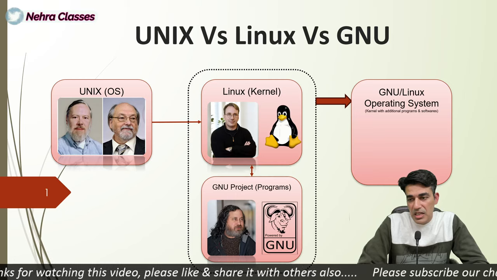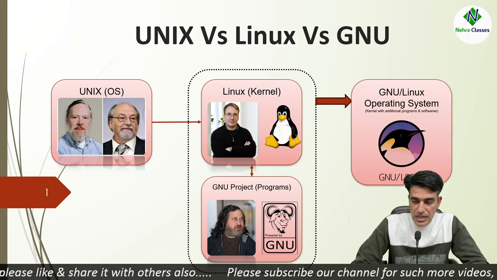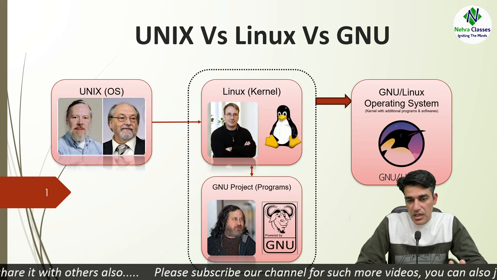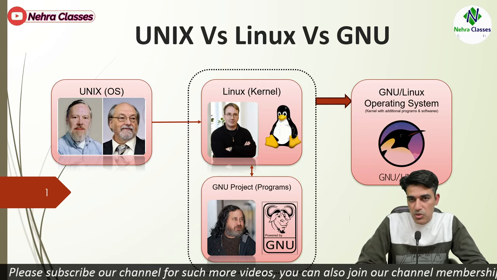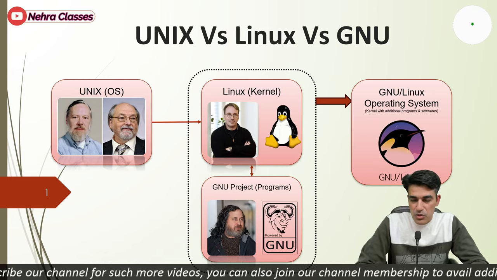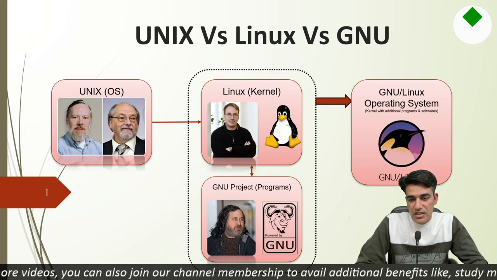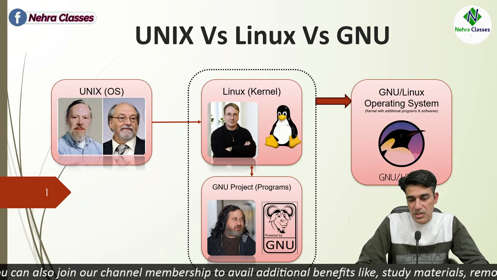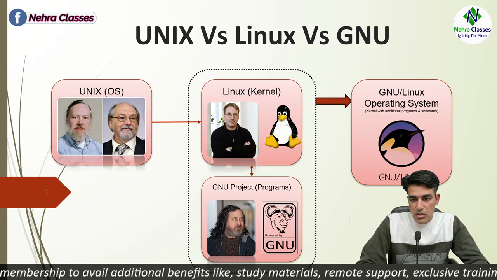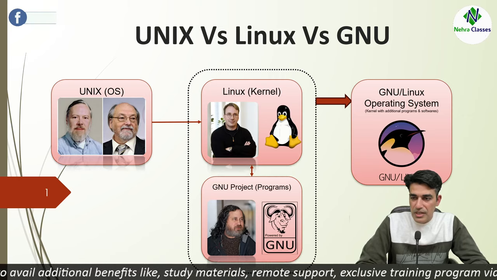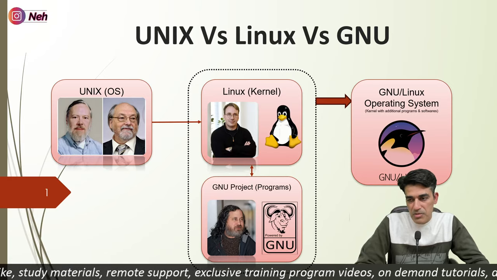It was the GNU or the Linux operating system. So this was the actual operating system. Linux is not the operating system. Linux with GNU is the operating system that we are using nowadays. So Linux is actually a kernel. When it combines with the softwares and the utilities, then it becomes the operating system. So GNU or the Linux operating system is actually a kernel with the additional programs and the softwares.